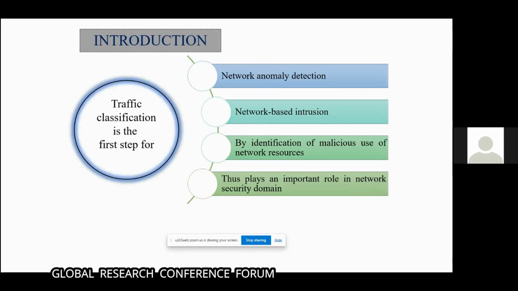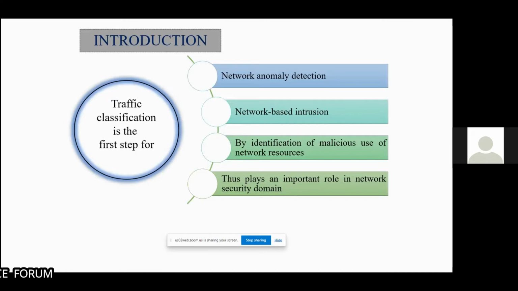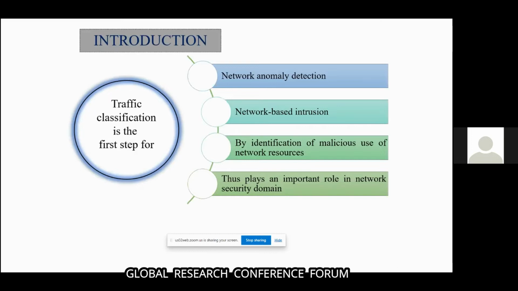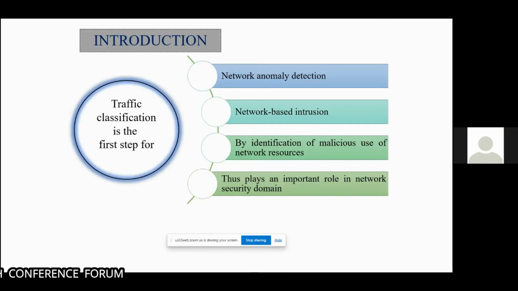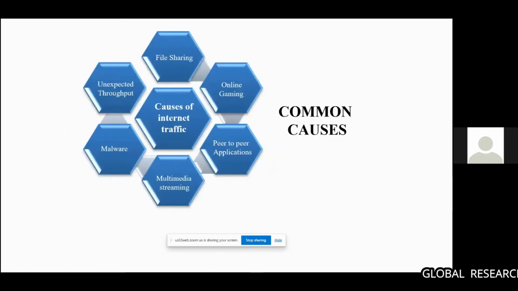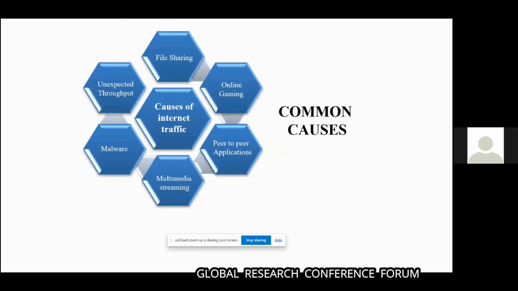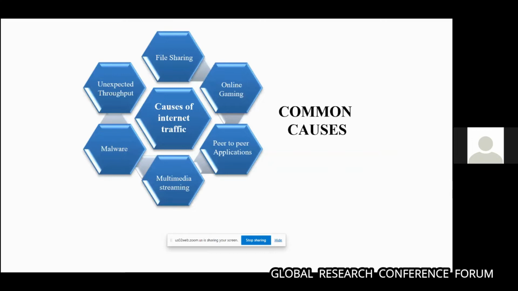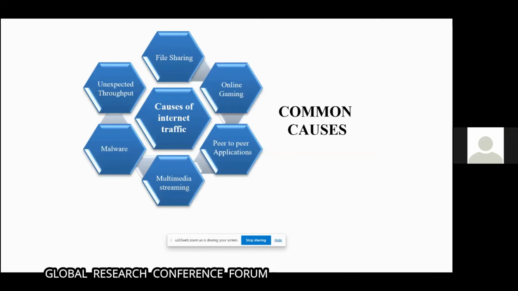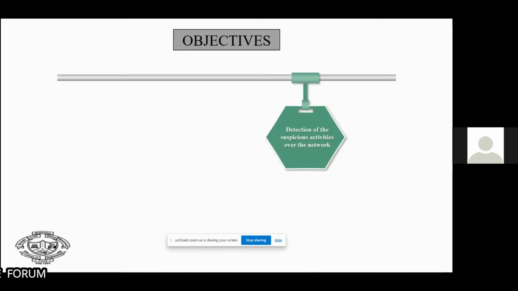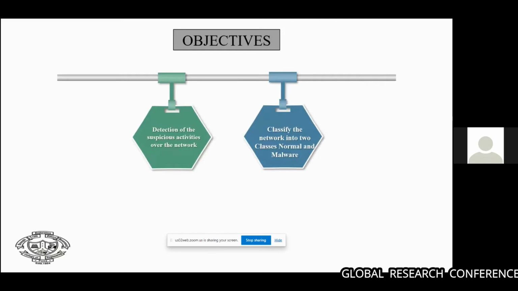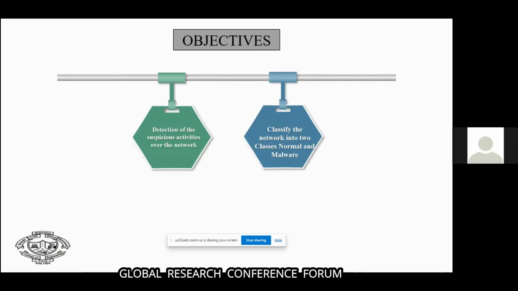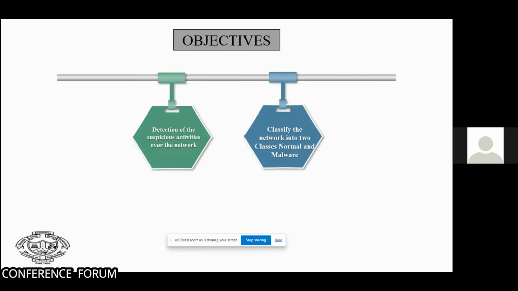Traffic classification is used for network anomaly detection, network-based intrusions, or to identify malicious use of networks. Thus, this research plays an important role in the network security domain. We need internet traffic classification because we share files, and there are online gaming, peer-to-peer applications, multimedia streaming, and unexpected throughputs. So the objective was to detect suspicious activities and to classify networks from normal to malware networks.